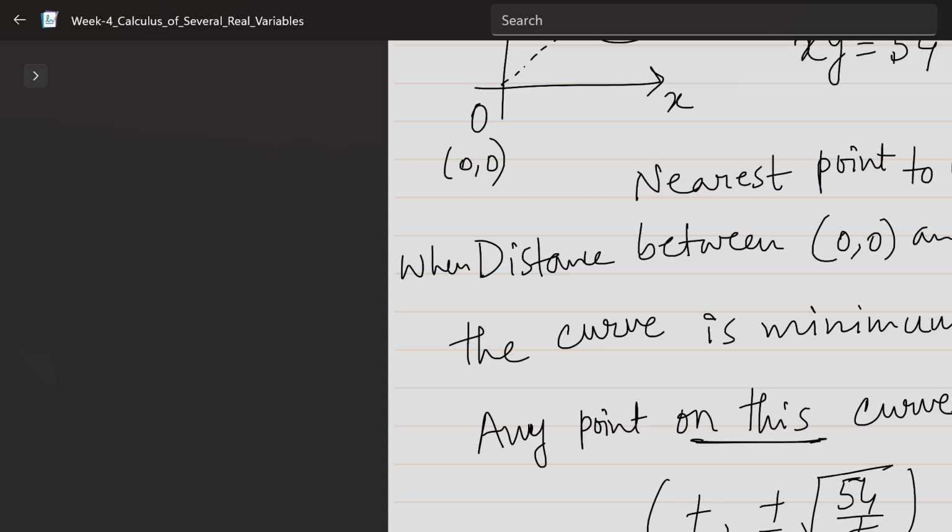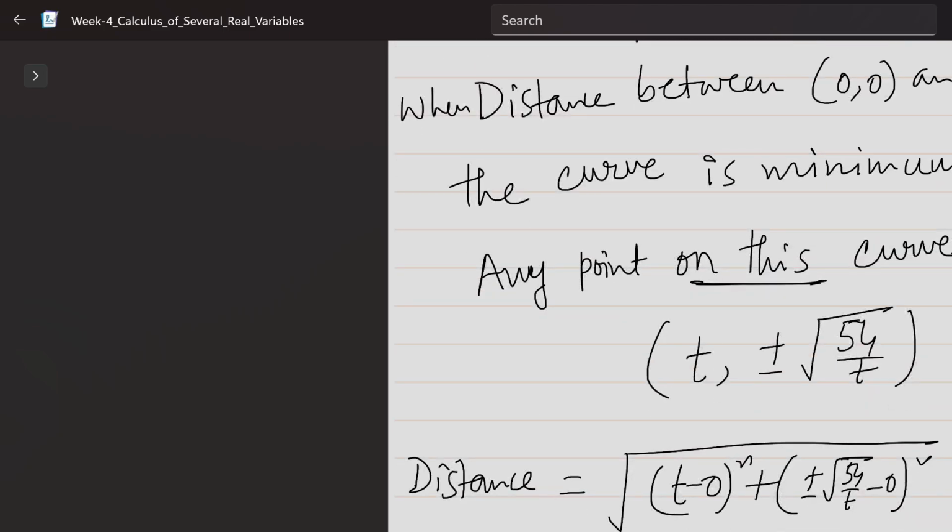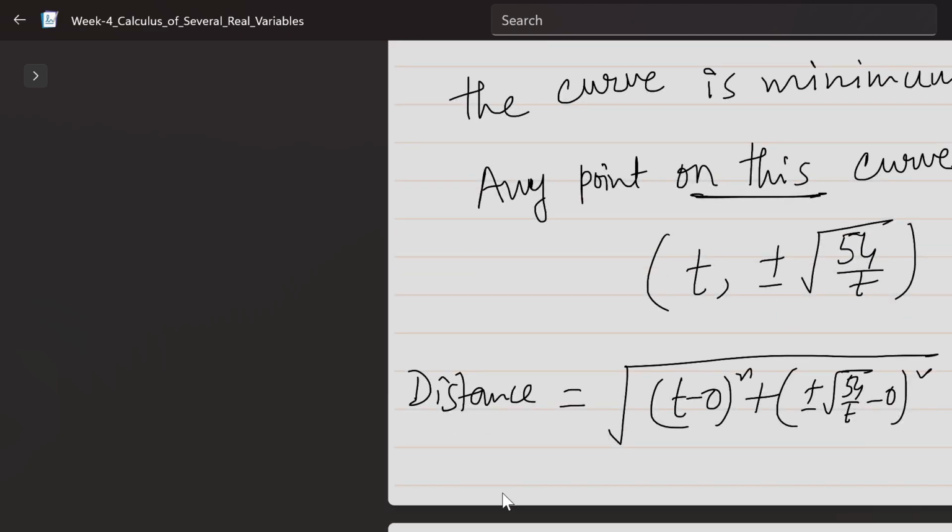So what is the distance? The distance of this any point from (0, 0) is root over (t minus 0) square plus (54 by t minus 0) whole square. So it is the square root of t square plus 54 by t, right? This distance is s, suppose. So you have to minimize s. Then you will get the answer.